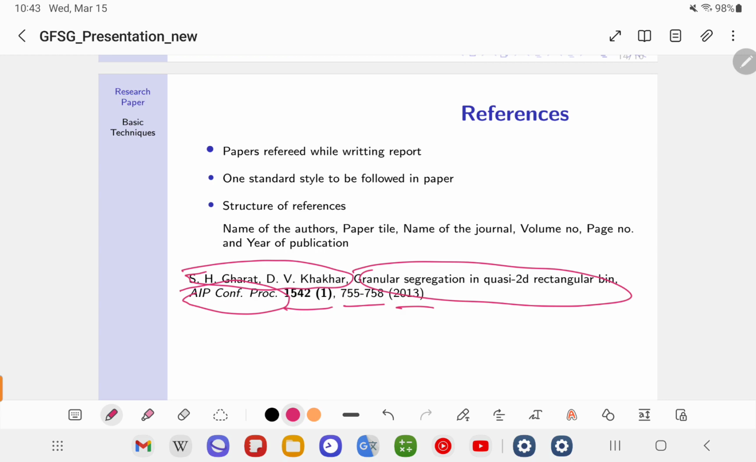The only difference will be, instead of S. H. Gharat, it could be Sandeep H. Gharat, Devang V. Khakkar. All else will be the same. But remember, if you are following S. H. Gharat, D. like initials in the first reference, and in the second reference, if you use Sandeep H. Gharat, then it is not correct.